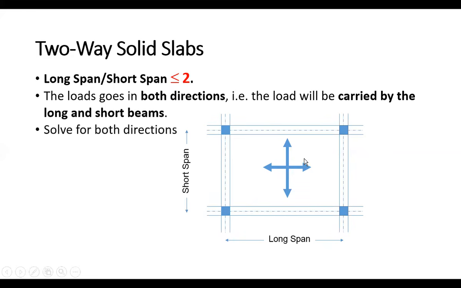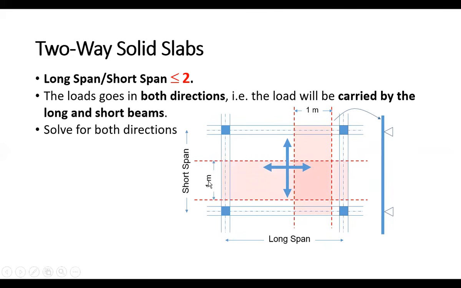So you have to take a strip in the short direction, get the load, get the moment, and design for that one to get the reinforcement in the short direction. Then you have to repeat again and take a strip in the long direction of 1 meter and get the load on that one, get the moment, and then you design and get the reinforcement in the long direction. So we have to design for the short reinforcement, and we have to design for the long reinforcement.